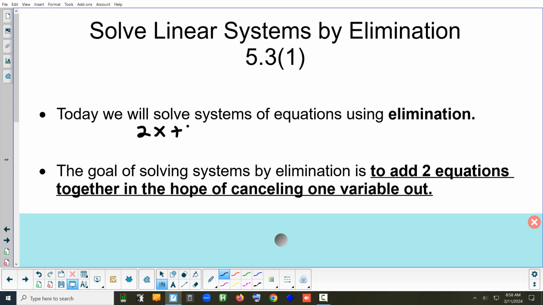Let's see. 2x plus 3y equals 5. And let's do something like 3x. Actually, not too many 3's. Let's do 6x minus 3y equals 11.